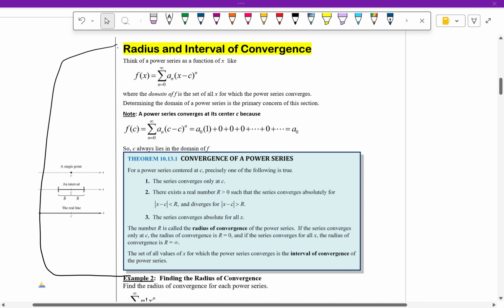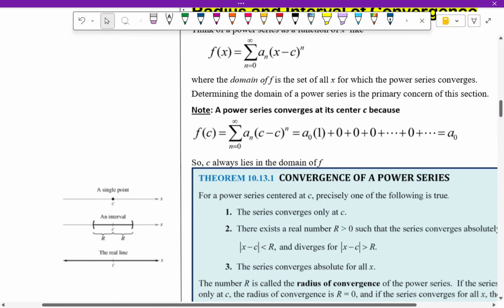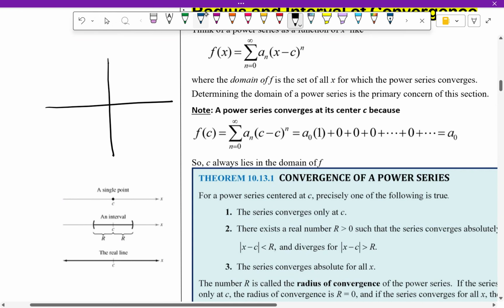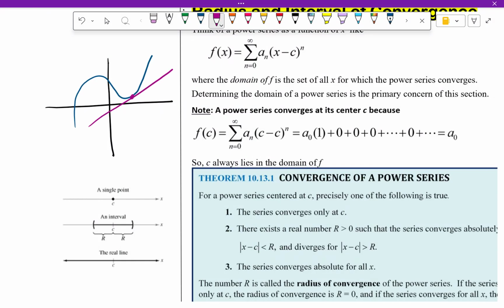Okay, so this interval and radius of convergence stuff has 3 different scenarios, and that's what it's talking about in the box. All right, so let's go back and talk about the picture of what's going on. So I have some function, and I'm using something to estimate that function. In this case, I'm just going to use a line, but a lot of times we use a polynomial to estimate. So we're trying to figure out how much of this is the same.